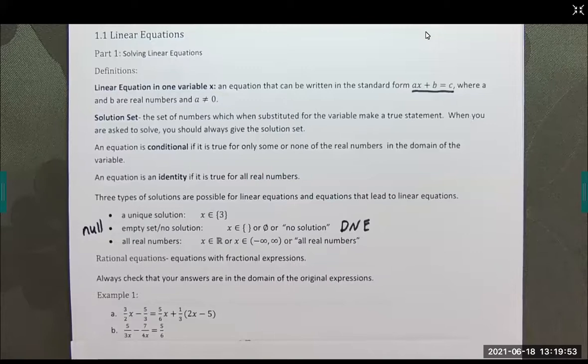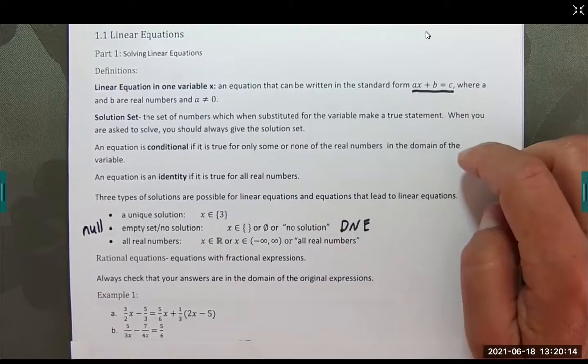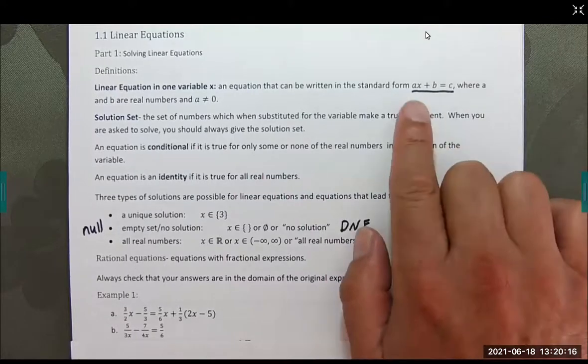We're going to go ahead and get started on chapter one, section one, which are linear equations. And we have a few definitions before we get started on the math. A linear equation in one variable, we'll call the variable x, is an equation that can be written in the standard form ax plus b equals c, where a and b and c are real numbers, and a can't be zero, otherwise we don't have an equation to solve.